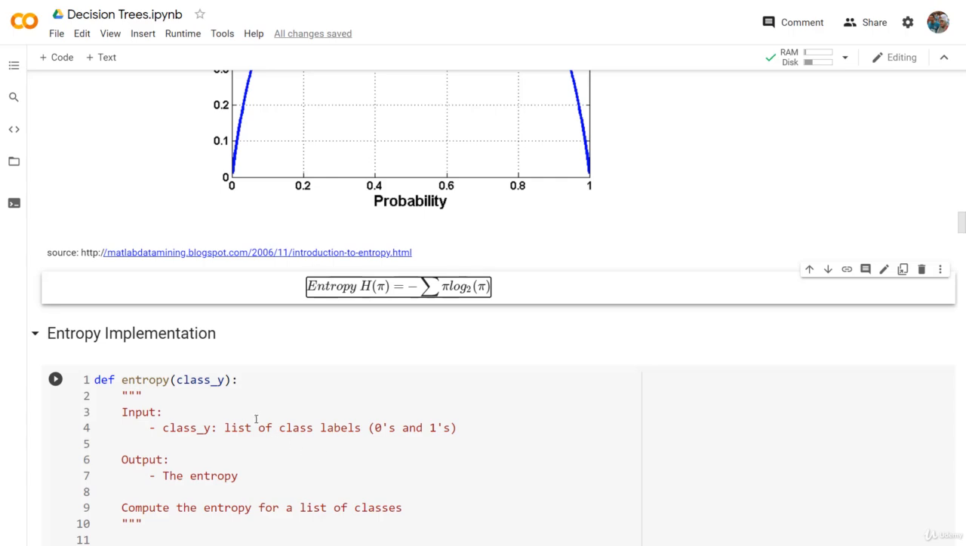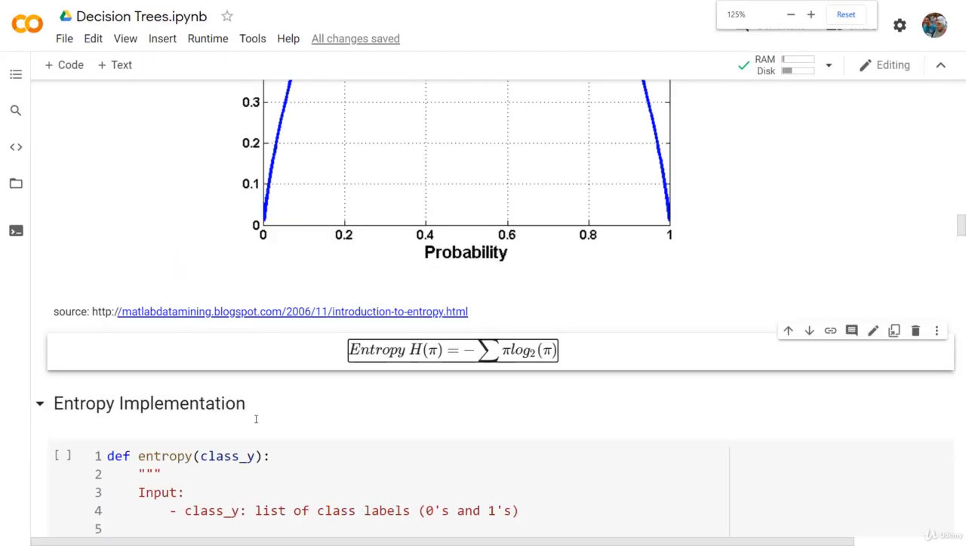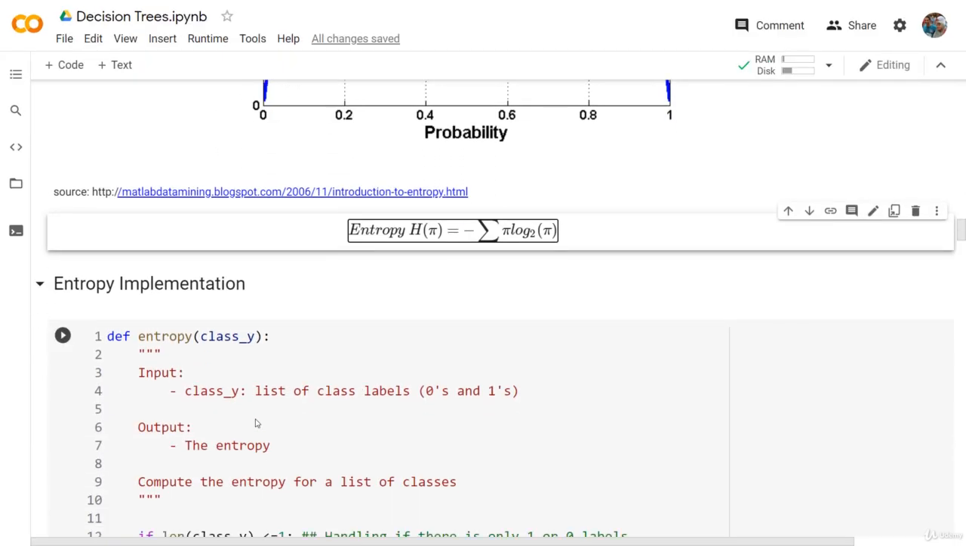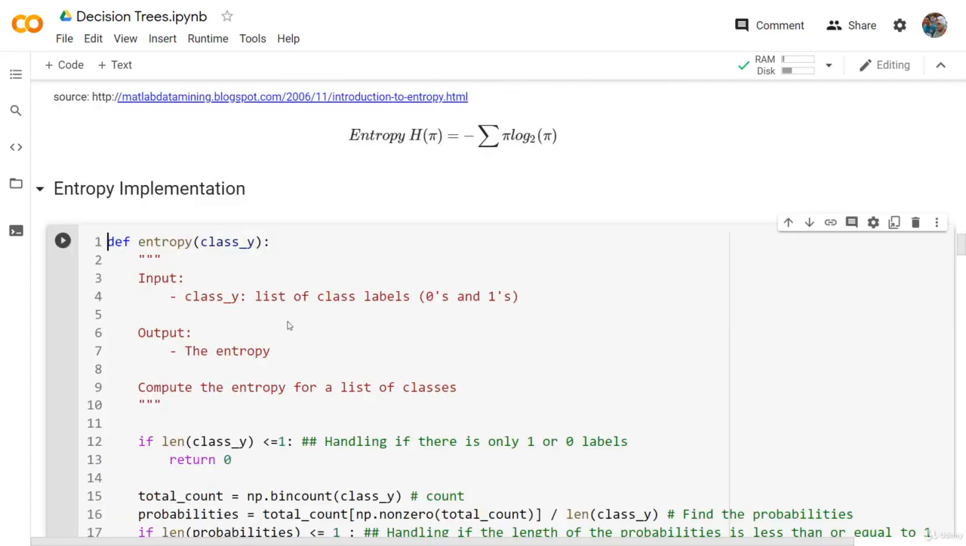So here I have a function called entropy, and the input for this function is basically a list of class labels, zeros and ones. And the output should be just a number, a value corresponding to the entropy for this list.